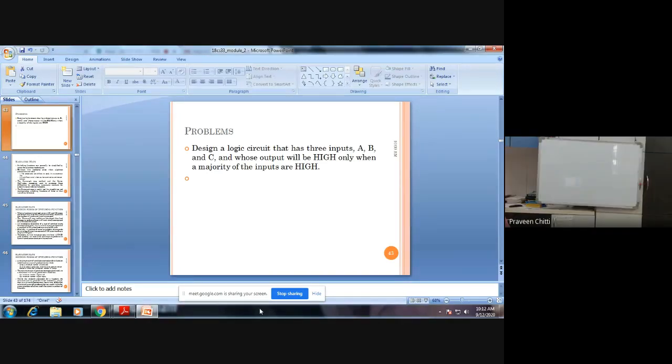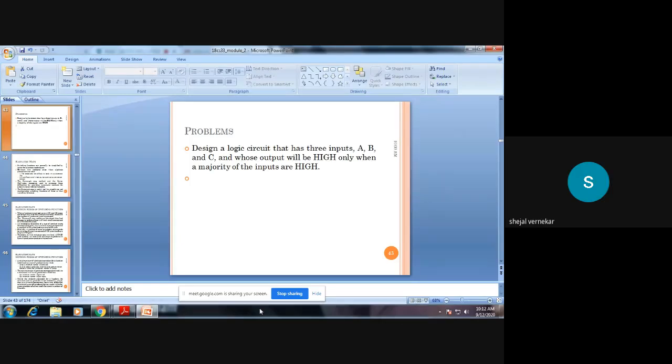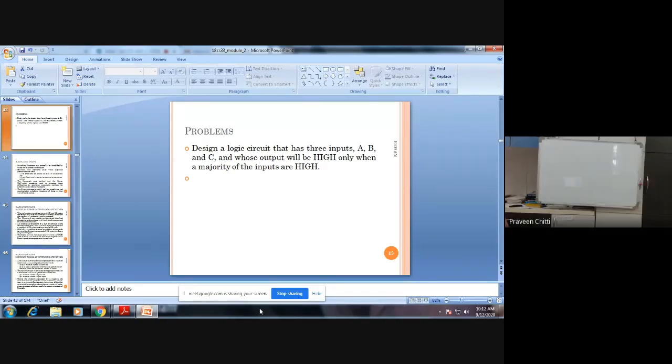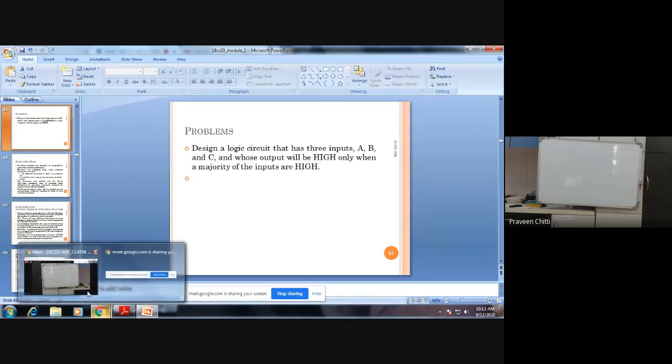Design a logic circuit that has 3 inputs A, B, and C and whose output will be high only when a majority of inputs are high. Okay, so how do we go about designing this? All of you have noted the problem statement? Quickly note down the problem statement, and I want you to give me the solution for this problem. Noted? Give a response, either yes or no.